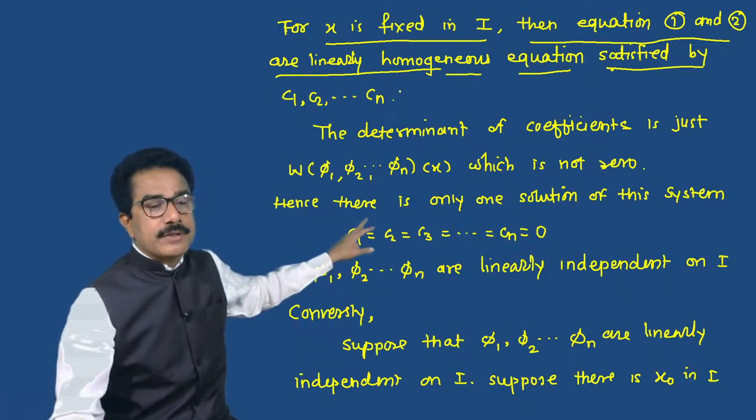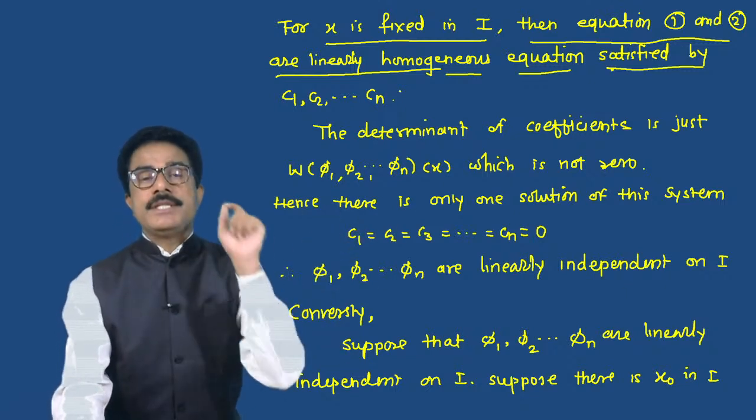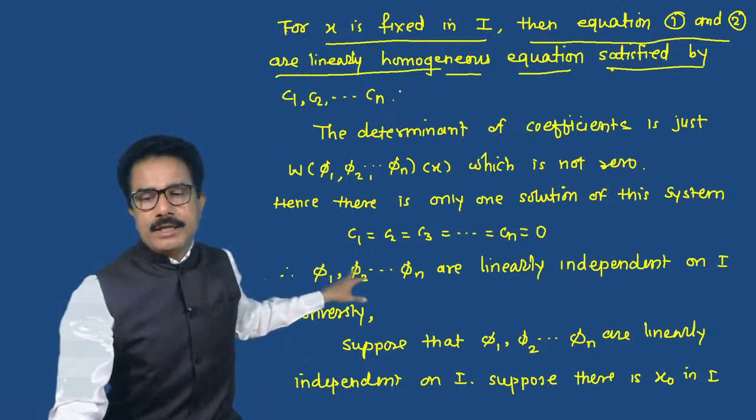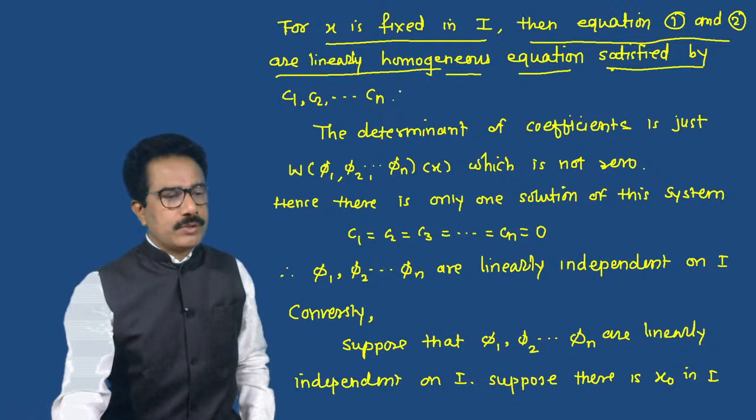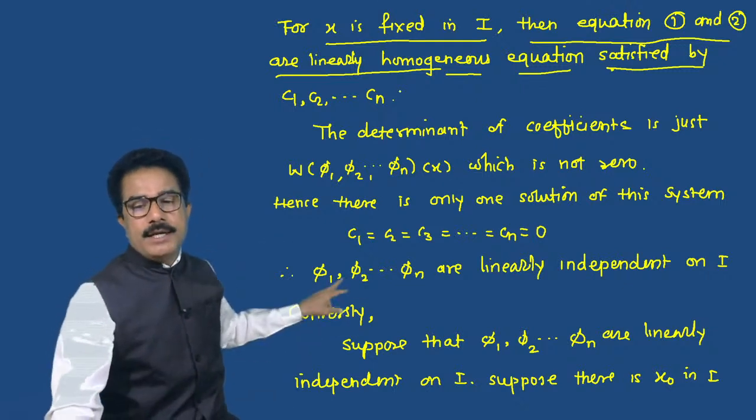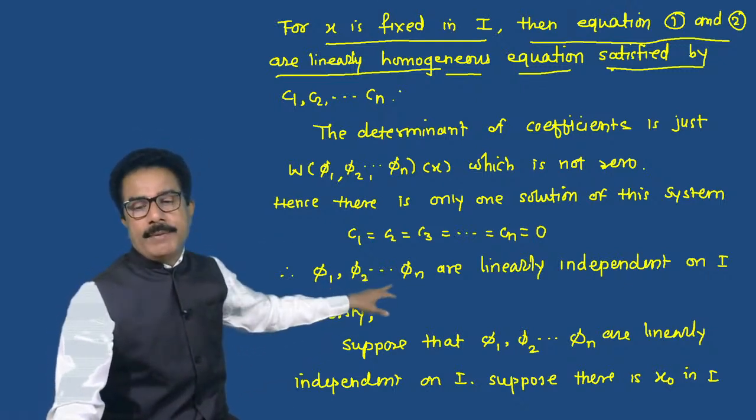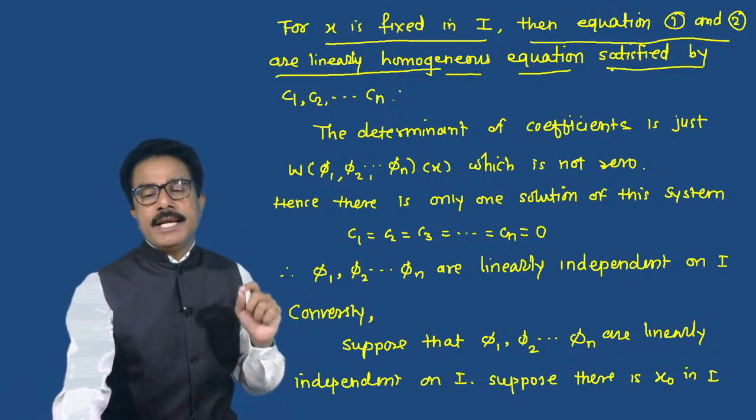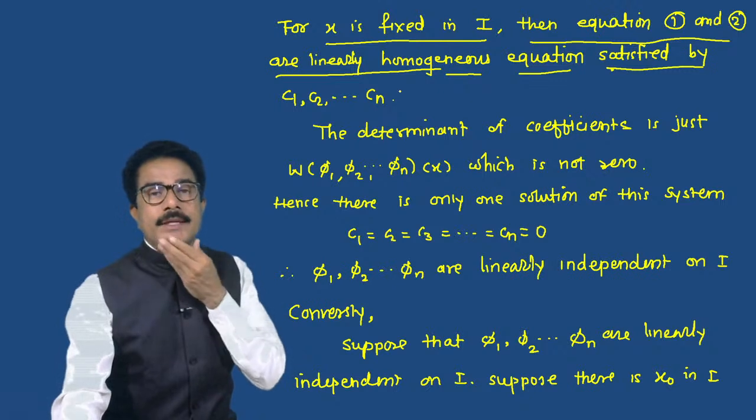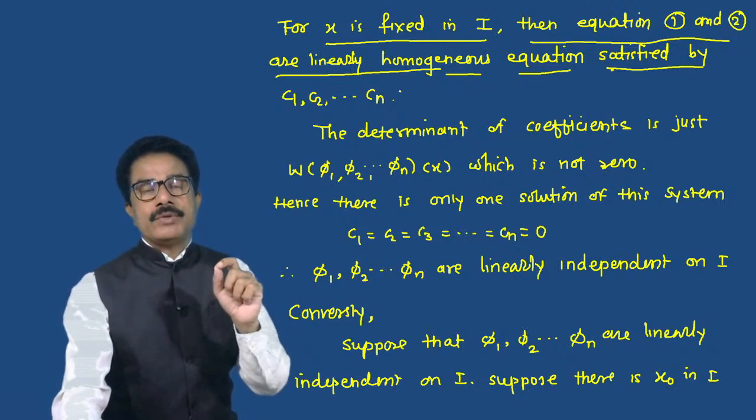Hence there is only one solution of this system, that is C1 equals to C2 equals to C3 ... equals to Cn equals to 0, and this proves that phi 1, phi 2, phi 3 ... phi n are linearly independent on I. This is the first part which we have proved.